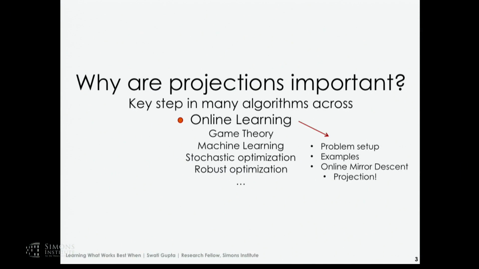Now, the problem of computing projections is important because it arises as a key step in many algorithms across online learning, game theory, machine learning, stochastic, and robust optimization. And in the next few slides, we're going to focus on the problem setup of online learning very briefly, look at an example problem, and then look at this particular algorithm of online mirror descent and see where projection arises as a sub-problem.